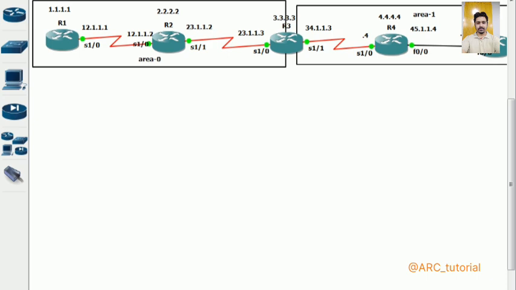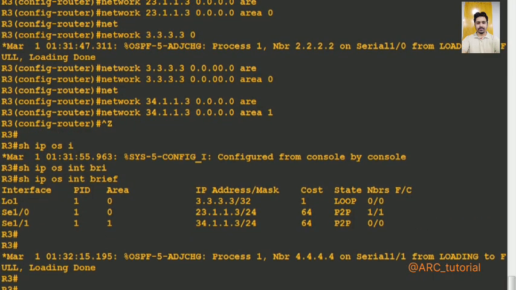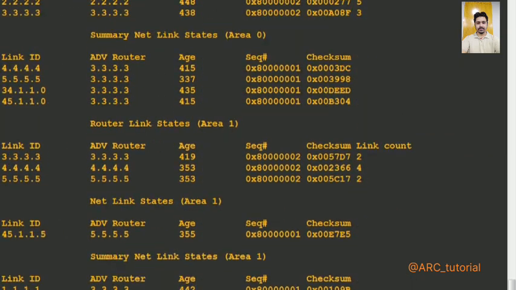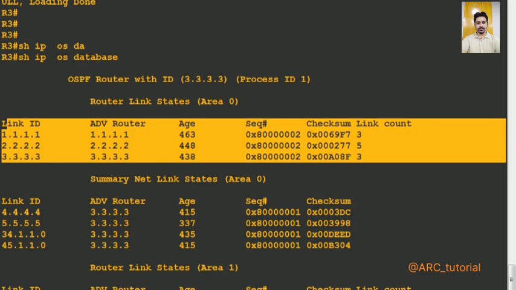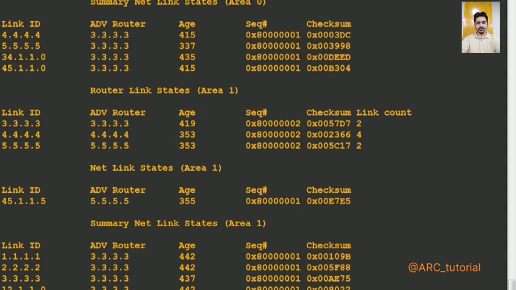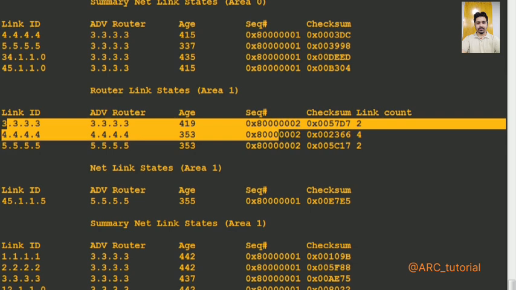Let me show you. This is the database of area 0. How many router LSAs are there? 3. This is the database of area 1. How many router LSAs are there for area 1? 3.